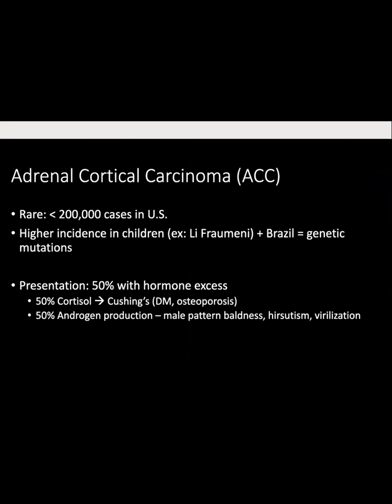This is really interesting. About 50% will present with hormone excess. So the top one is cortisol, and so you'll get Cushing's disease. You'll present with diabetes and osteoporosis, and this patient actually was really osteoporotic. And another, they said 40 to 50% will also have androgen production. So a female that might be exhibiting male pattern baldness, hirsutism, et cetera.